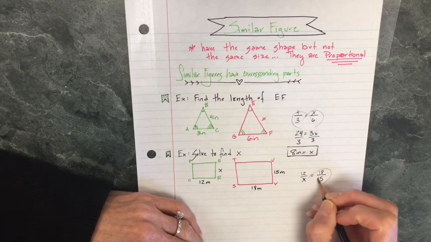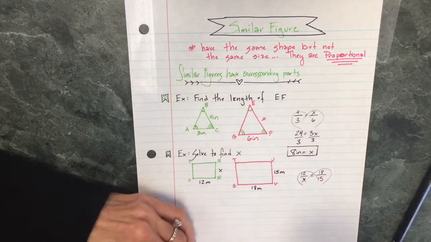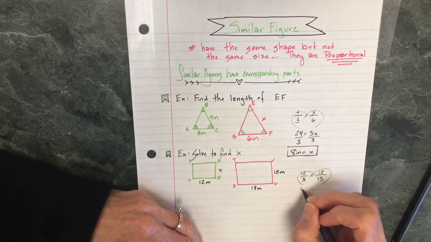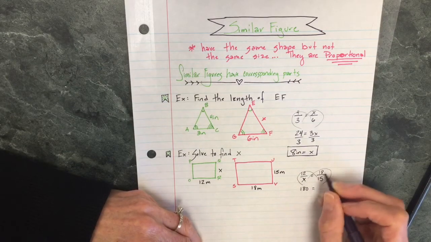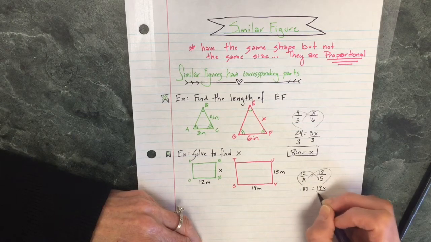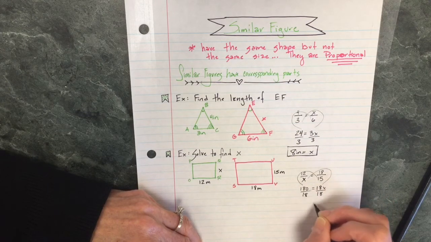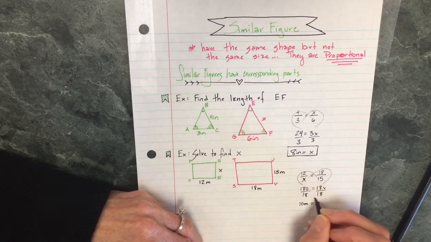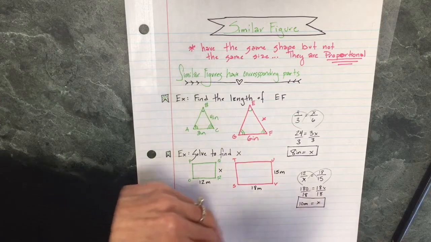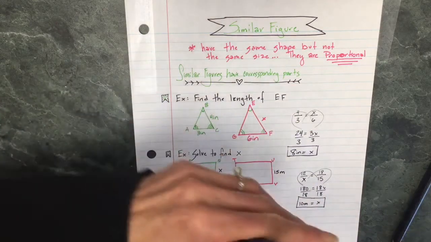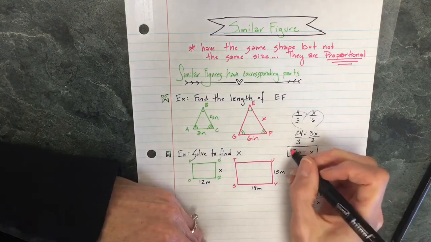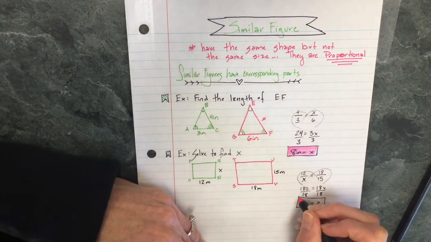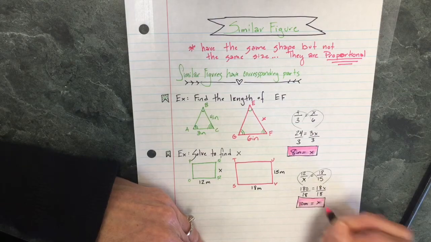So we cross multiply. This is the easy part, you already know this. 15 times 12 is 180. X times 18 is 18x. Divide both sides by 18. And x equals 10 meters. These just look like they need to be highlighted. They're in a box. It would just be really nice. Don't you agree? Okay.